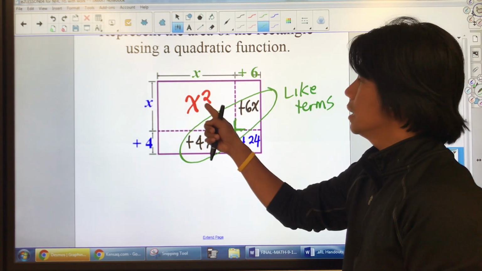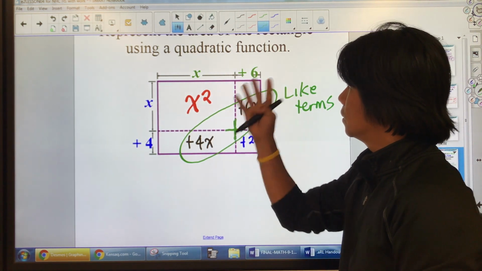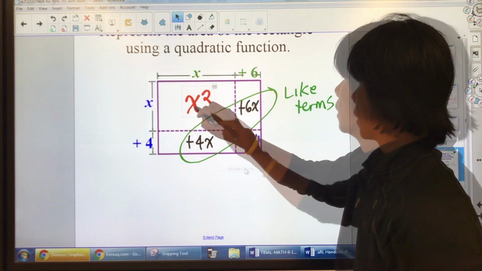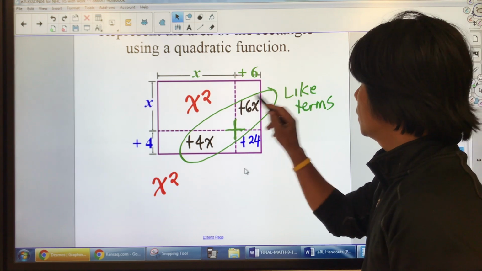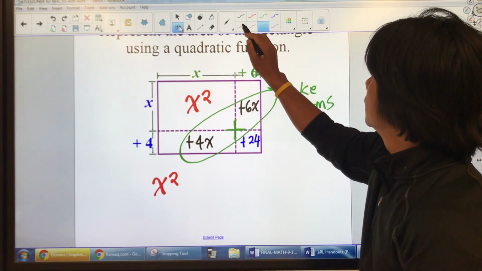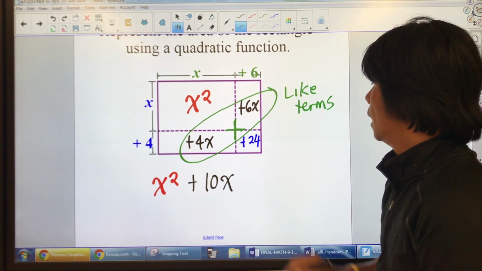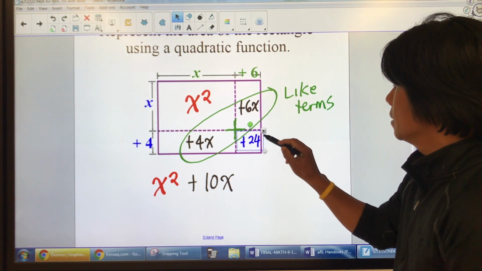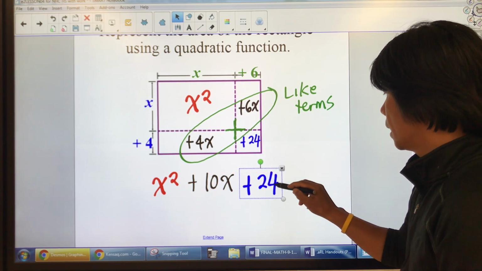So what do you do with this? It's the only x squared inside, so it doesn't have like terms. So you just bring it down. And then combine this, positive 4x plus positive 6x. That's positive 10x. And how about this positive 24? It's the only constant, so we just simply bring it down, copy it down.